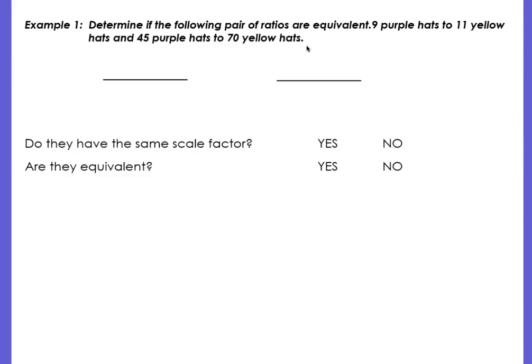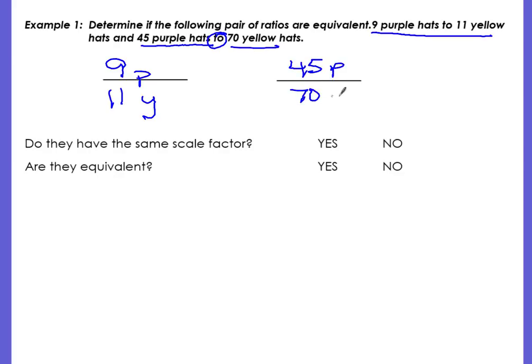We want to determine if the following pair of ratios are equivalent: 9 purple hats to 11 yellow hats, and 45 purple hats to 70 yellow hats. So let's go ahead and set it up. Our first ratio is 9 purple to 11 yellow. So 9, I'm going to put a P for purple, 11, I'm going to put a Y for yellow. Our second is 45 purple to 70 yellow. Okay, this is our proportion.